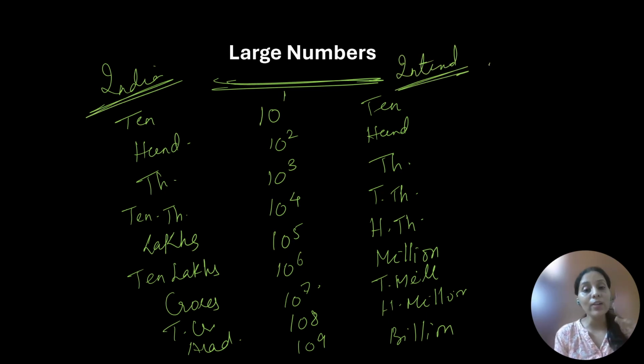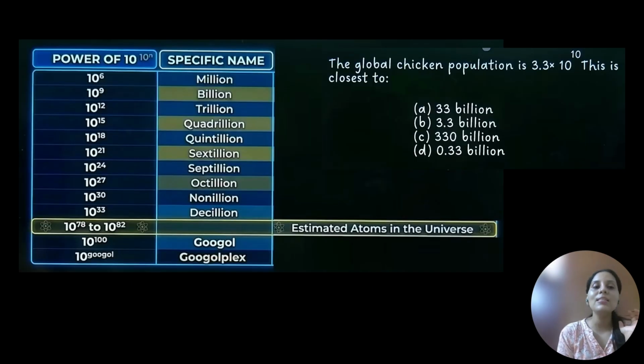So these are large numbers. You can see how large the numbers are getting and the names are different in both Indian and international system. Now this is the chart. It's not necessary that you learn them by heart. See, million is 10 power 6. So these are all multiples of 3. 6, 9, 12. Then million ke baad billion, trillion, quadrillion, quintillion. It's nothing to learn by heart. It is just the chart. Everything has its own name.